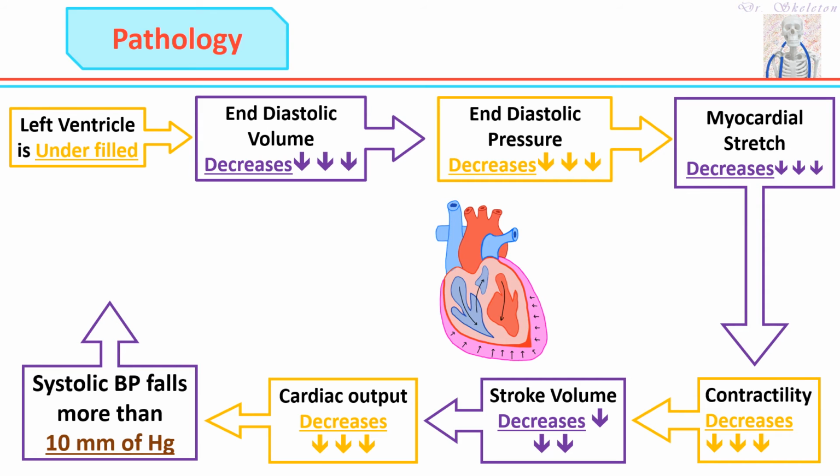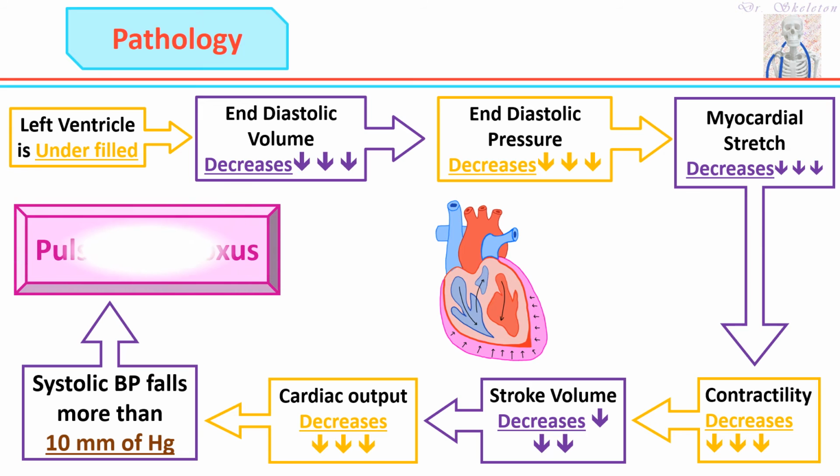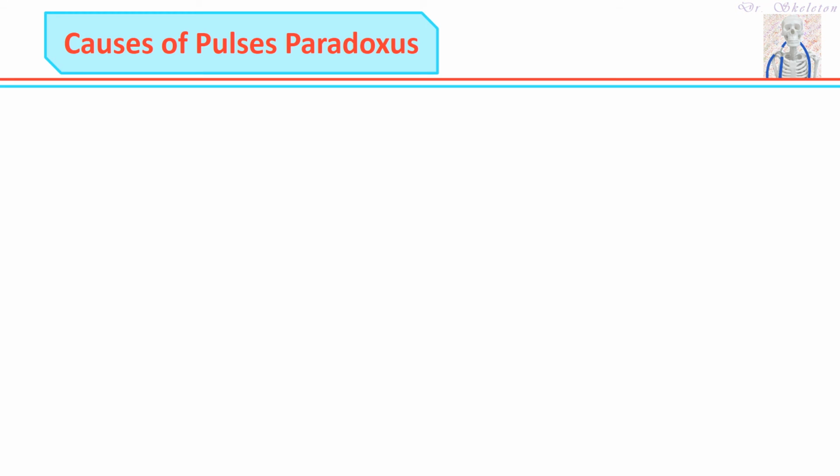Now, systolic blood pressure falls more than 10 mm of Hg. That's what we know as pulsus paradoxus. What are the causes of pulsus paradoxus?